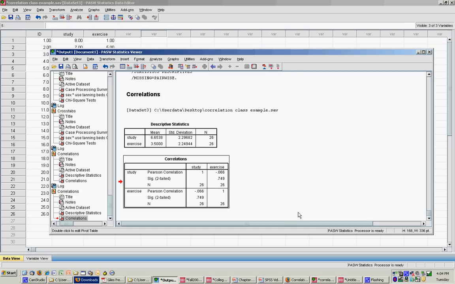So there is no relationship between exercise and number of hours studying based on how we've measured it and within our sample.